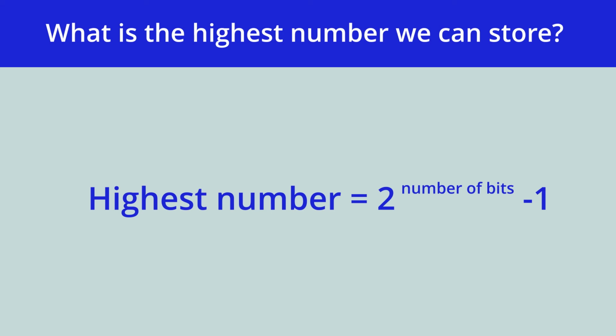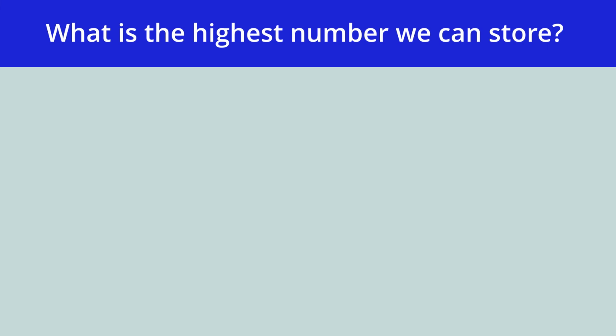So we minus 1 because in computing, we always start counting at 0 instead of 1. So with 16 different numbers, that means we would start at 0 to 15 instead of 1 to 16. Now pause the video and answer these questions.